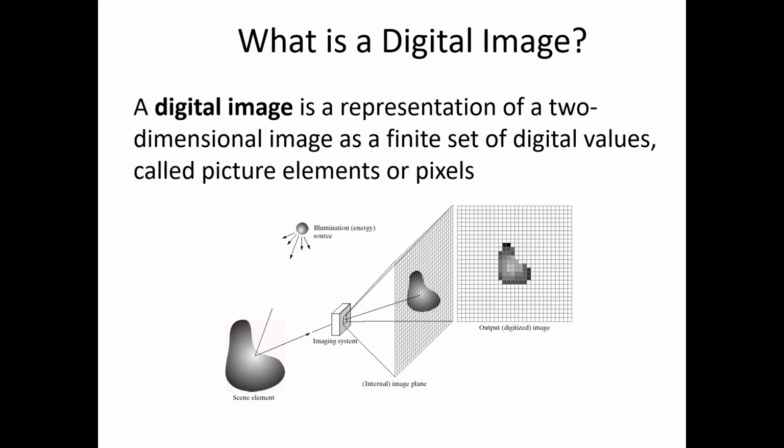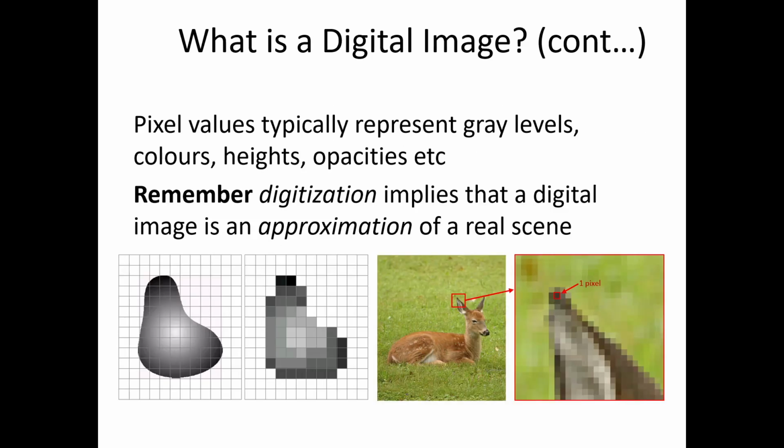What is a digital image? A digital image is a representation of a two-dimensional image as a finite set of digital values, that is zeros and ones, called picture elements or pixels. Pixel values typically represent gray values, colors, heights and opacities, etc. The digitization implies that the digital image is an approximation of a real image. So this is our real image, and while you are storing this image as a digital image, it is stored like this.